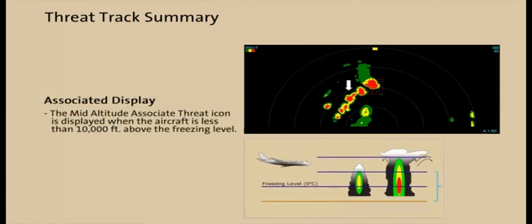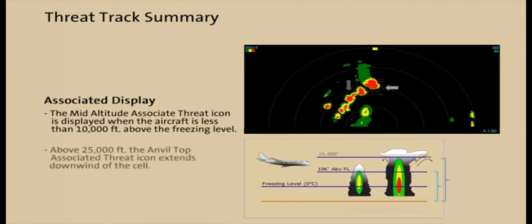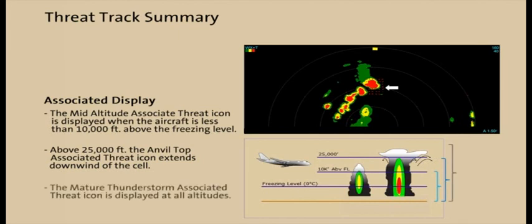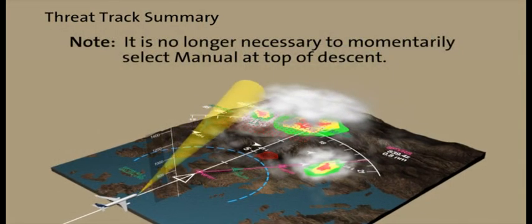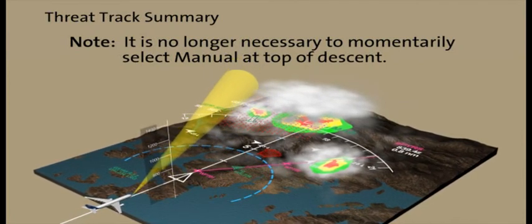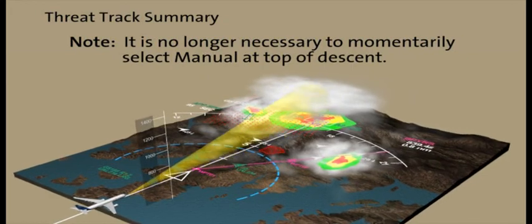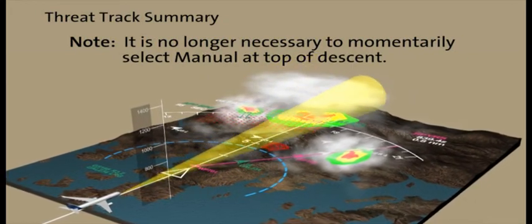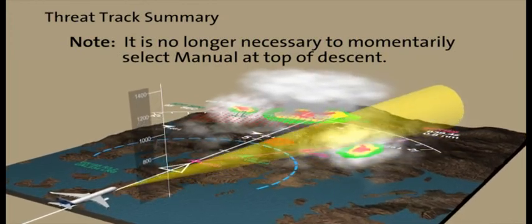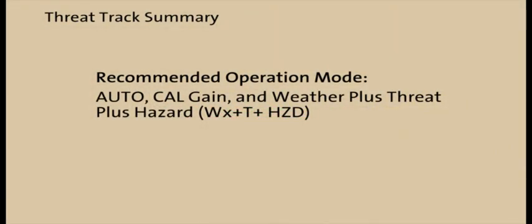The mid-altitude associated threat warning is displayed when the aircraft is less than 10,000 feet above the freezing level, and the anvil top associated threat region is extended downwind of the cell above 25,000 feet. The mature thunderstorm associated threat is displayed at all altitudes in all phases of flight. Note that when an aircraft commences its descent, the ThreatTrack software automatically scans down along the aircraft descent flight path, so it is no longer necessary to momentarily go to manual at top of descent, as in previous versions of the Multi-Scan software. Rockwell-Collins recommends that the radar be operated in auto, cal gain, and weather plus threat plus hazard in all phases of flight in order to take advantage of the Multi-Scan ThreatTrack safety features.